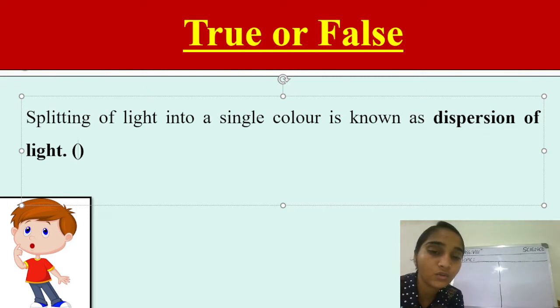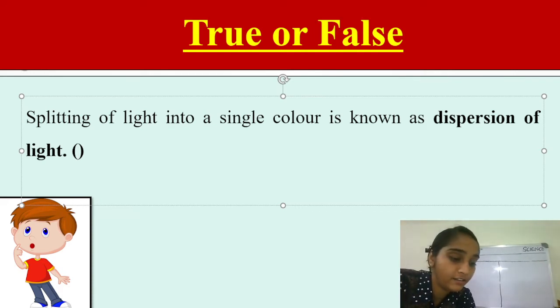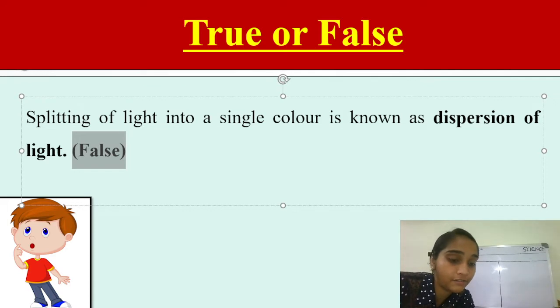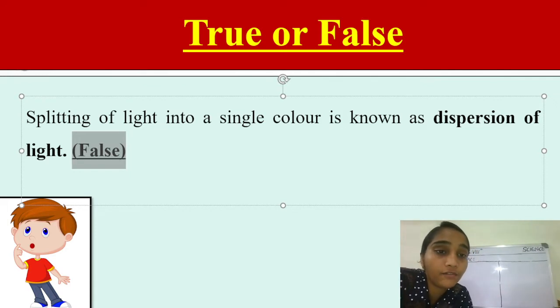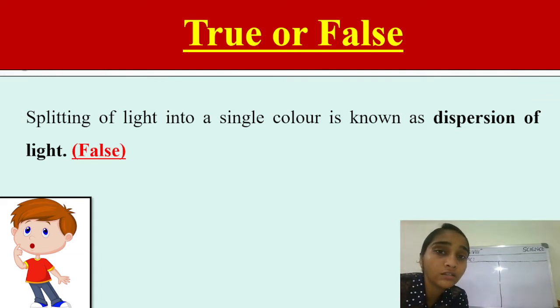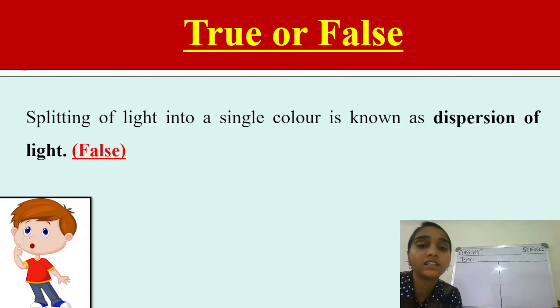Yes, very good, students. If you are giving the answer as false, you are correct. How? What is the dispersion of light which we have discussed? It is the splitting of light into the different constituent colors. But here it is written that it is splitting of light into a single color. No, it is not a single color. It is the different colors.